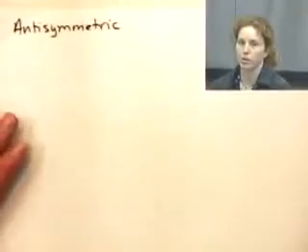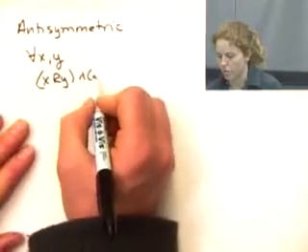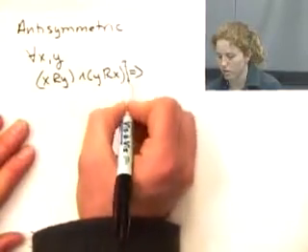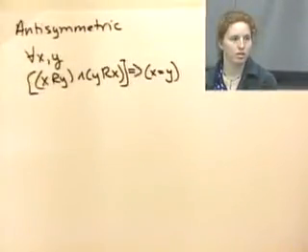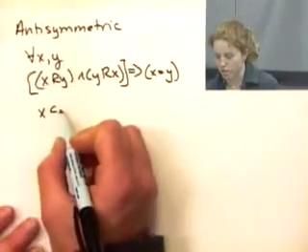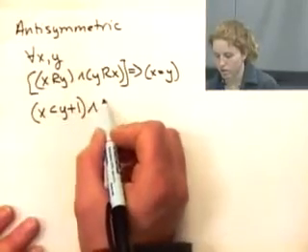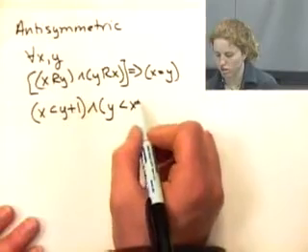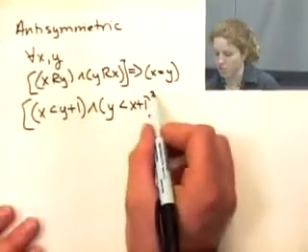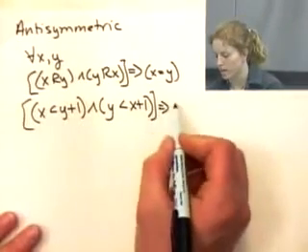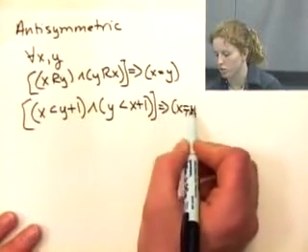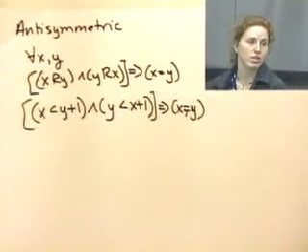So anti-symmetric, there were a couple ways to write the definition. For all x and y, if x relates to y and y relates to x, then x has to be equal to y. That's the only time I can have both of those. So replacing our definition of R, that means that x has to be less than y plus 1 and y has to be less than x plus 1. If both of those are true, the only time that can happen is if x and y are equal to each other. So we have to see if that's always true or not.